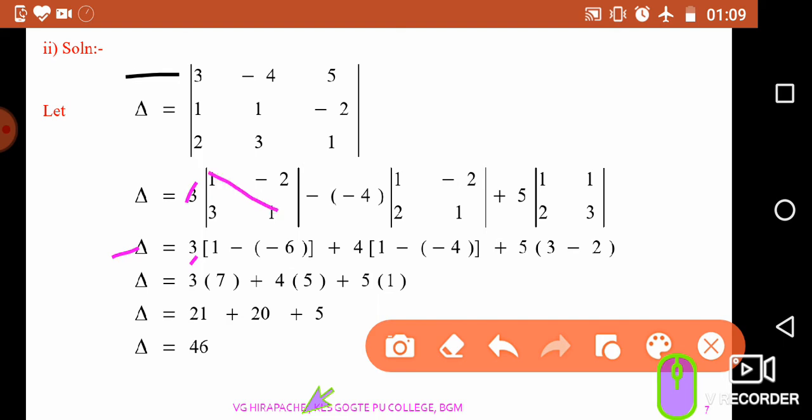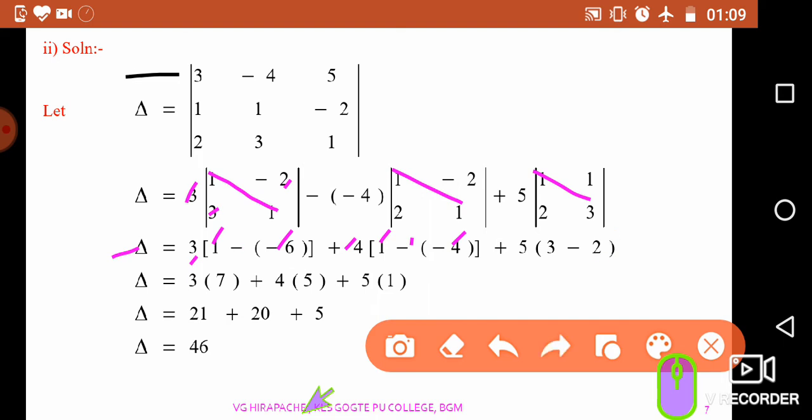Left top to right bottom, 1 into 1 is 1. Always there is a minus sign, and 3 into minus 2 is minus 6. Minus into minus is plus 4. Left top to right bottom, 1 into 1 is 1, minus 2 into 2 is minus 4, plus 5 into 1 into 3 is 3, and always there is a minus sign, 2 into 1 is 2.